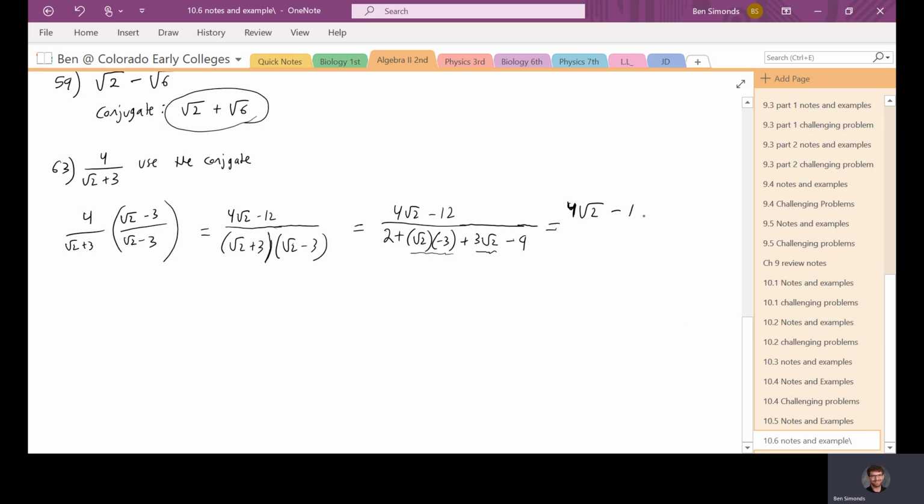So we got 4 square root of 2 minus 12 over 2 minus 9, right?